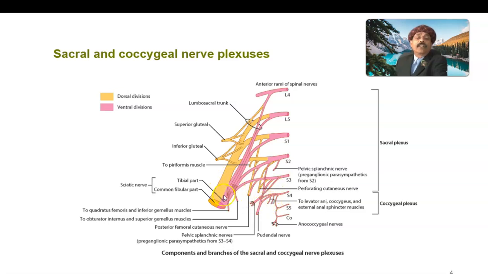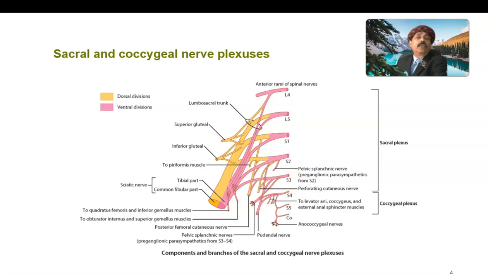And this is the sciatic nerve, which is a very big and very thick nerve, and it is getting contribution from L4, L5, S1, S2, S3. And a very important nerve we must not forget is the pudendal nerve. Pudendal nerve innervates the perineum and pudendum, and its root value is S2, S3, S4.